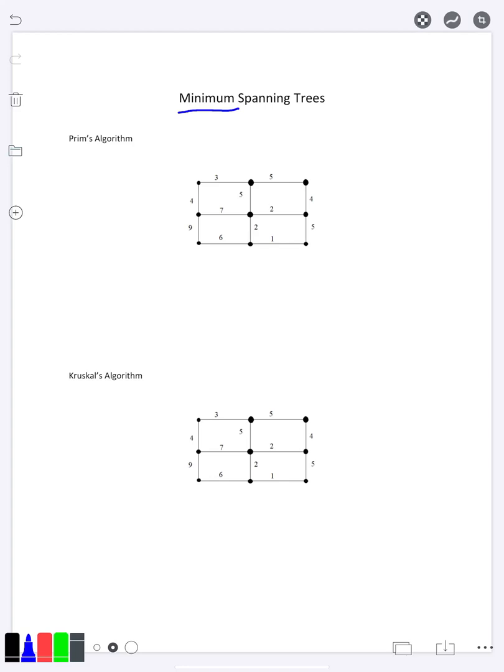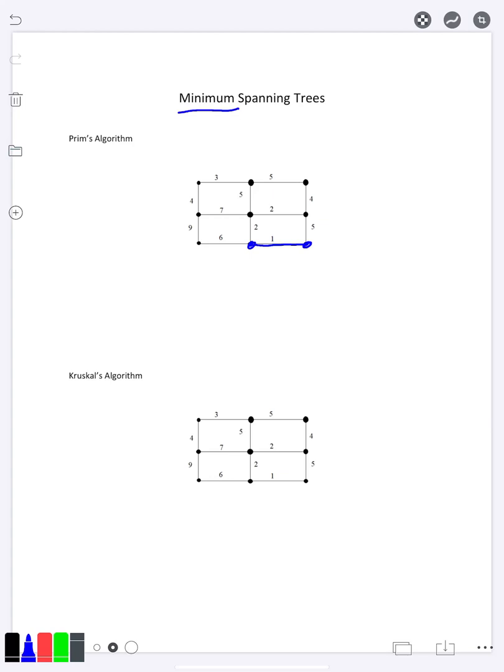So for Prim's algorithm, you always start by taking the smallest length edge, which in fact both algorithms are going to start the same way. So you look at your whole graph and you say which edge is the absolute smallest. In this case it is 1. That is the one that we are going to use.